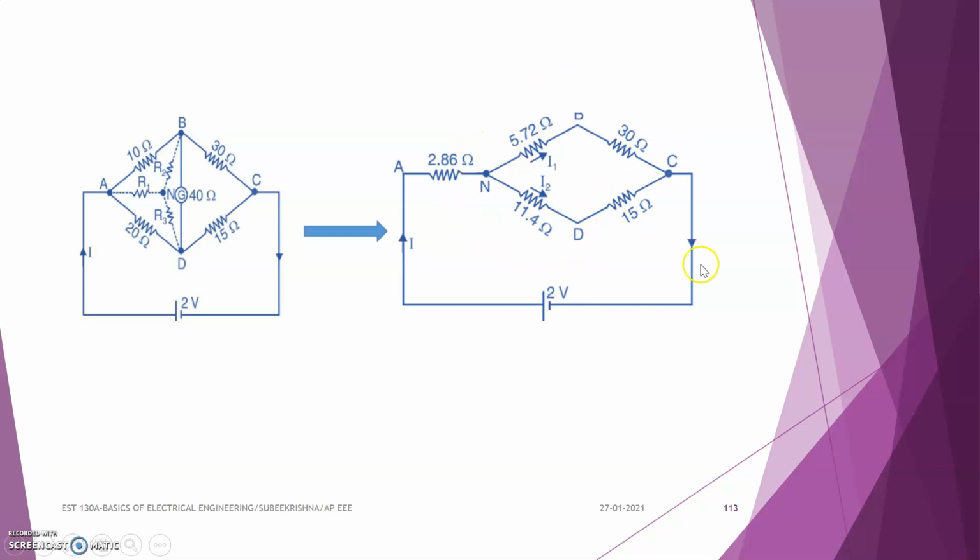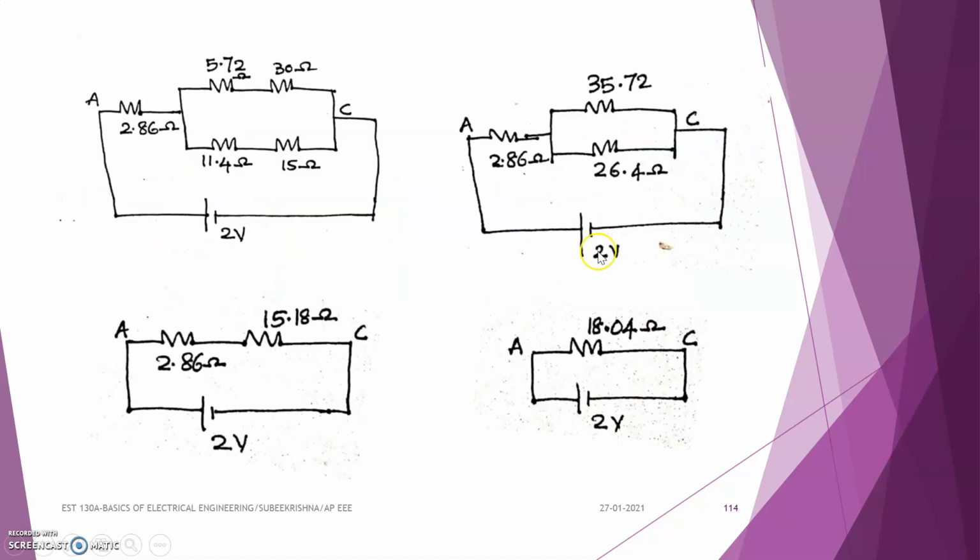Then we get that these two resistances, 5.72 and 30 ohm, are connected in series, and these two resistances, 11.4 and 15 ohm, are also connected in series. So we can add those resistances, and then the circuit becomes 35.72. Then the lower resistances are 11.4 and 15, that is 26.4 ohm.